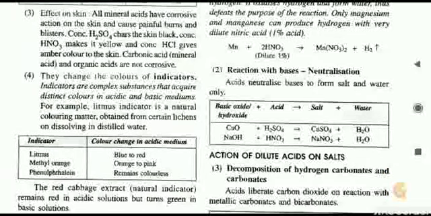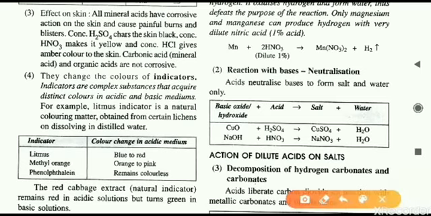The third physical property is the effect on the skin. Already I told you the mineral acids like HCl, H2SO4 and so on are very corrosive and reactive in nature, and they can cause painful burns. Burn injuries can take place, blisters can form on the skin. Apart from this, one mineral acid is an exception, that is carbonic acid. This carbonic acid is the only mineral acid which is not very reactive. It is a weak acid. It is an exception we have seen in the weak acids.